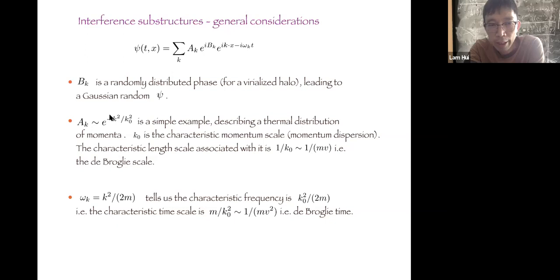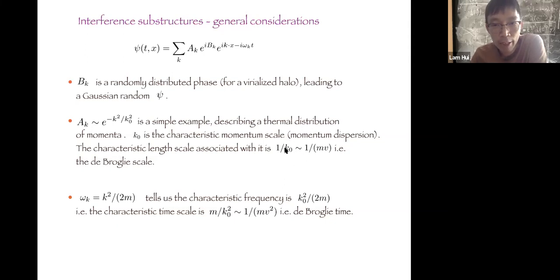Again, realistic halos are probably not exactly in thermal equilibrium, but to zero order it is a good starting point, okay? k0 is, again, the width of the momentum distribution, the Gaussian distribution, and it's a characteristic momentum scale, or if you want, a momentum dispersion. You can turn that into a length scale by just doing 1 over k0. Again, when you do a Fourier transform, k and x are the Fourier pair, so if you want a length scale, you do 1 over k0.